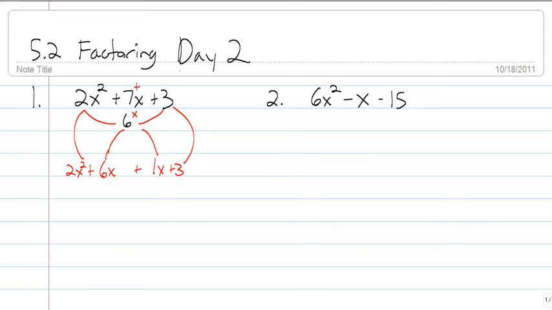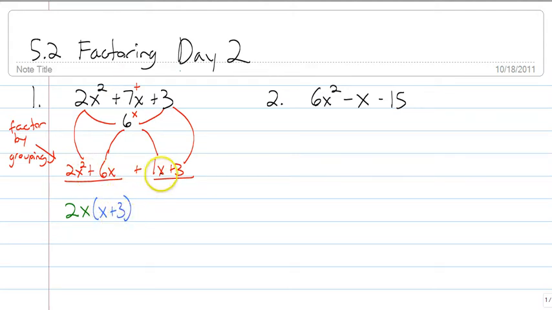Alright, so when we get this down here, the next step is we want to factor by grouping. Factor each piece by grouping, which we talked about yesterday. Basically take the GCF out of each little piece. So for instance, in this first grouping, I can pull out a 2 and an x. So this will be 2x. What's left over is an x plus 3.